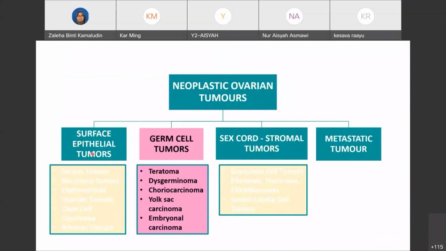So we have already finished the surface epithelial tumor. You have to know in detail about the serous and the mucinous, with some knowledge about the endometrioid. All right. Next, let's go to the germ cell tumor. This is more towards reputation, because in terms of histology there are not many differences between the ovarian and the testis germ cell tumor.